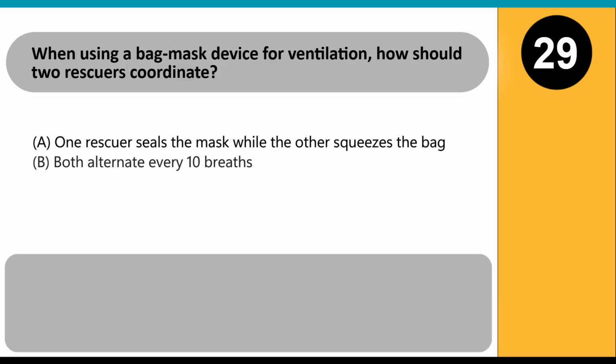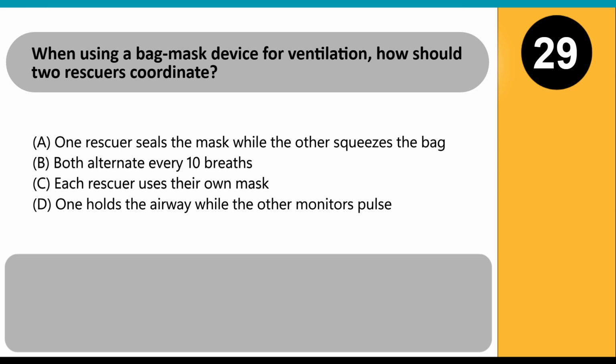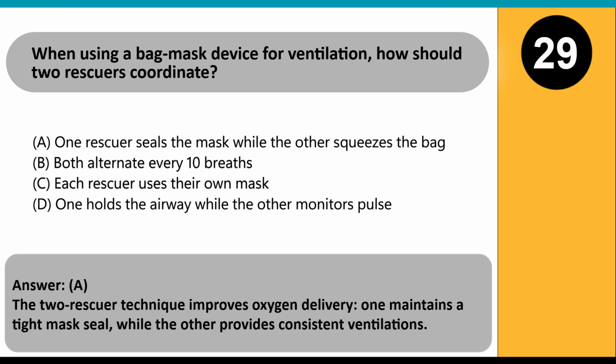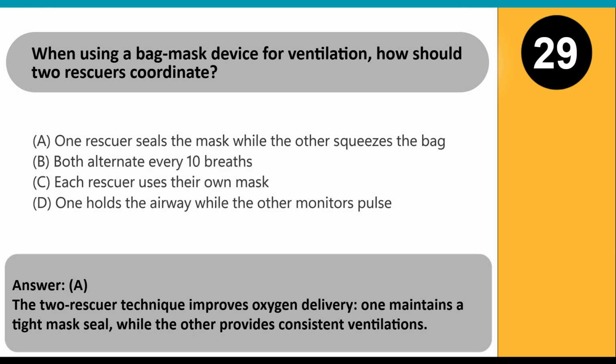When using a bag mask device for ventilation, how should two rescuers coordinate? A. One rescuer seals the mask while the other squeezes the bag. B. Both alternate every 10 breaths. C. Each rescuer uses their own mask. D. One holds the airway while the other monitors pulse. Answer A. The two-rescuer technique improves oxygen delivery. One maintains a tight mask seal, while the other provides consistent ventilations.